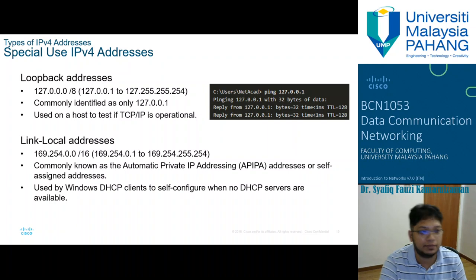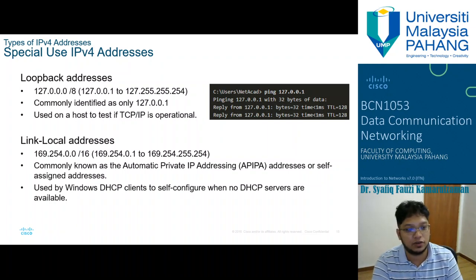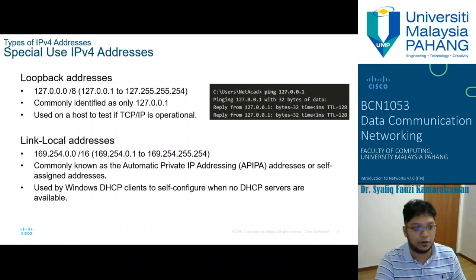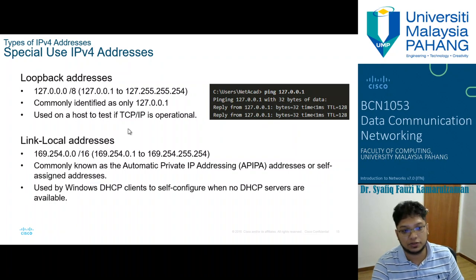Sometimes some IPv4 addresses are used for certain purposes, for example 127.0.0.0, which is a loopback address. It is commonly identified as 127.0.0.1, used for a host to test whether the TCP/IP protocol within that host is operational or not. You can try this on your PC.